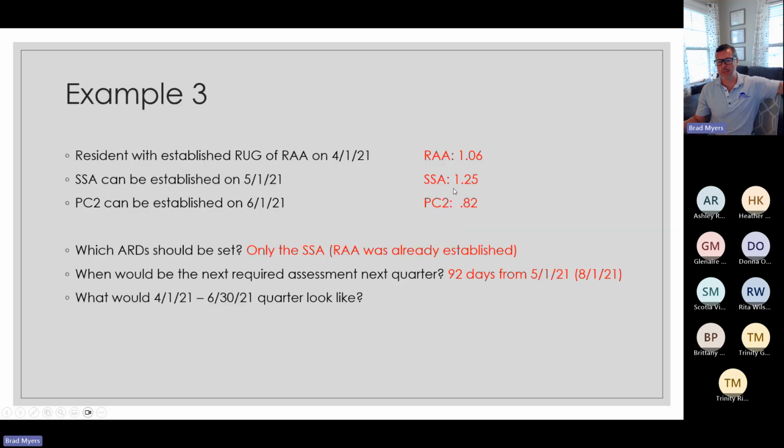You absolutely want to do that because an SSA is higher than an RAA. A PC2 could be established on 6/1, but look at that case mix index. That is super low. I do not know why anybody, because remember, if we do this 5/1, that's going to put out the next assessment for 92 days. This 6/1 is only a month away. So there's no reason, even though we have seen MDS coordinators do it, there's no reason to do this 6/1 to capture this PC2. You want this SSA to ride as long as possible, because that's a pretty good case mix value.